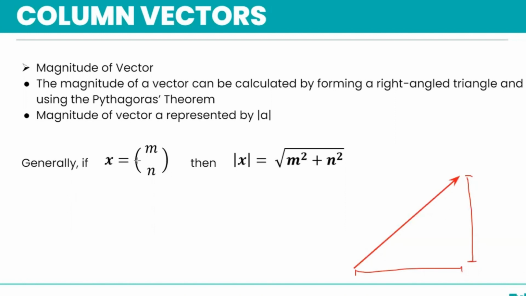If I have a vector, say, (m, n), where my horizontal component is m and my vertical component is n, then the magnitude of this vector would be the square root of m squared plus n squared, and this has been derived by Pythagoras' theorem. Now, the symbol that we have for the magnitude is our vector enclosed by two bars. So this is the magnitude of vector A. Similarly, here I can see this is the magnitude of x, because this is my vector x enclosed by two bars.